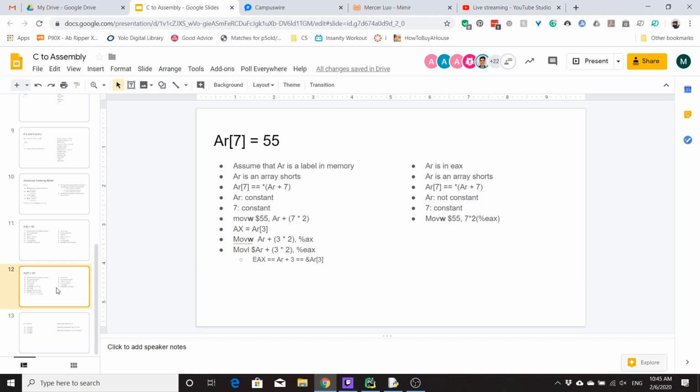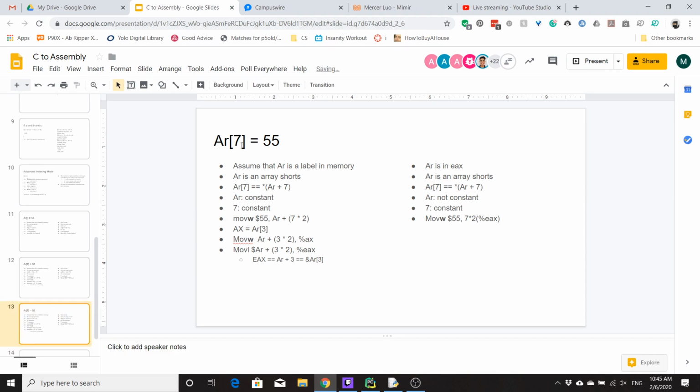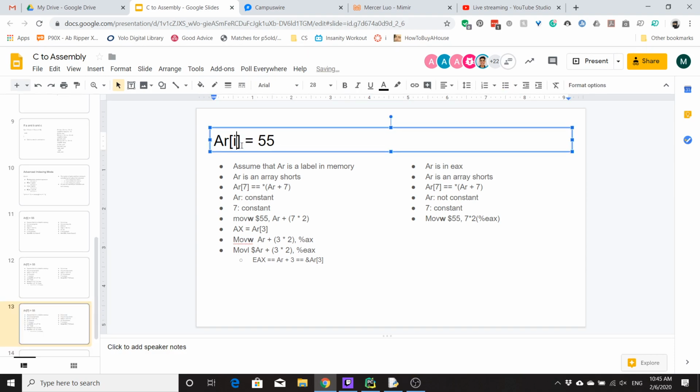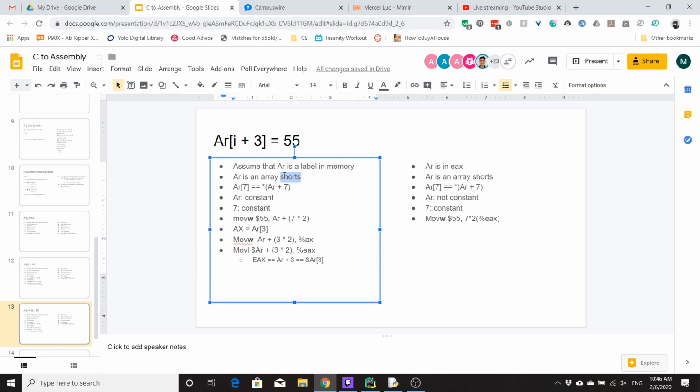Now let's say we combine the two things that we had last time, and let's say we want to do AR at I plus 3 is equal to 55. What do you want AR to be? An array of what? Sure, it's an array of characters. Right, so AR at I plus 3, again, it's translated to AR plus I plus 3.